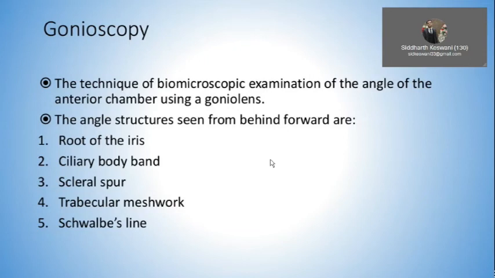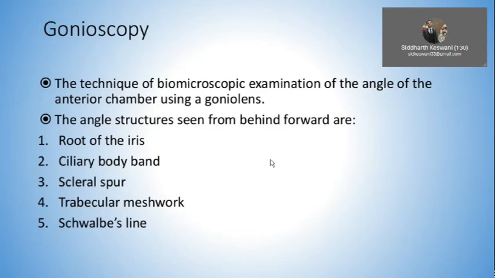So you all just need to know what gonioscopy is. You need to know the definition of gonioscopy and what structures are usually seen through it. Nobody is going to ask you at this stage to show how it is done or something like that. So at your stage you just need to know that this is a lens which is used to see the angle of the anterior chamber. That is all.